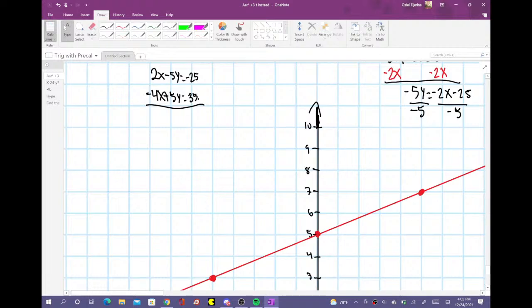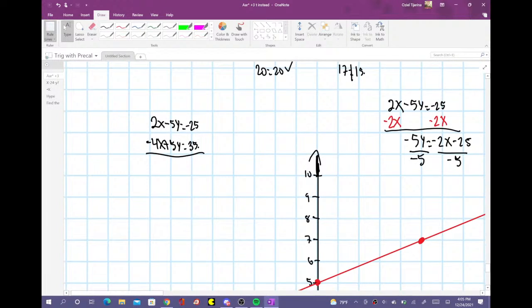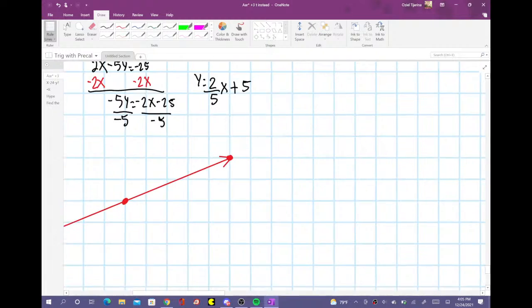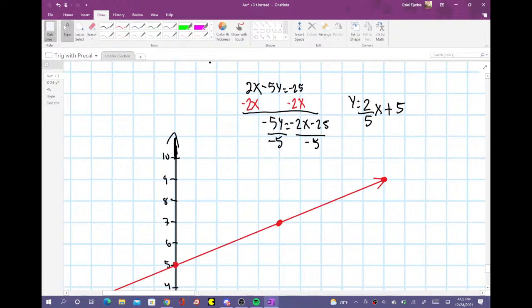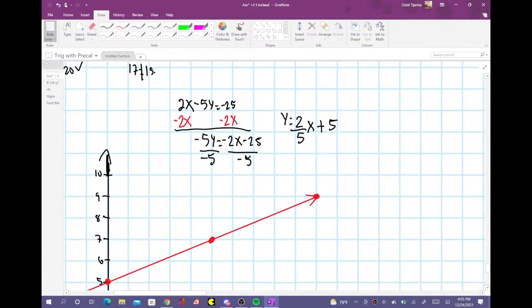The other one, we're going to do the same thing. We're going to do negative 4x plus 5y equals 35. So that's the thing, guys. You have to do it for both. So negative 4x plus 5y equals 35.